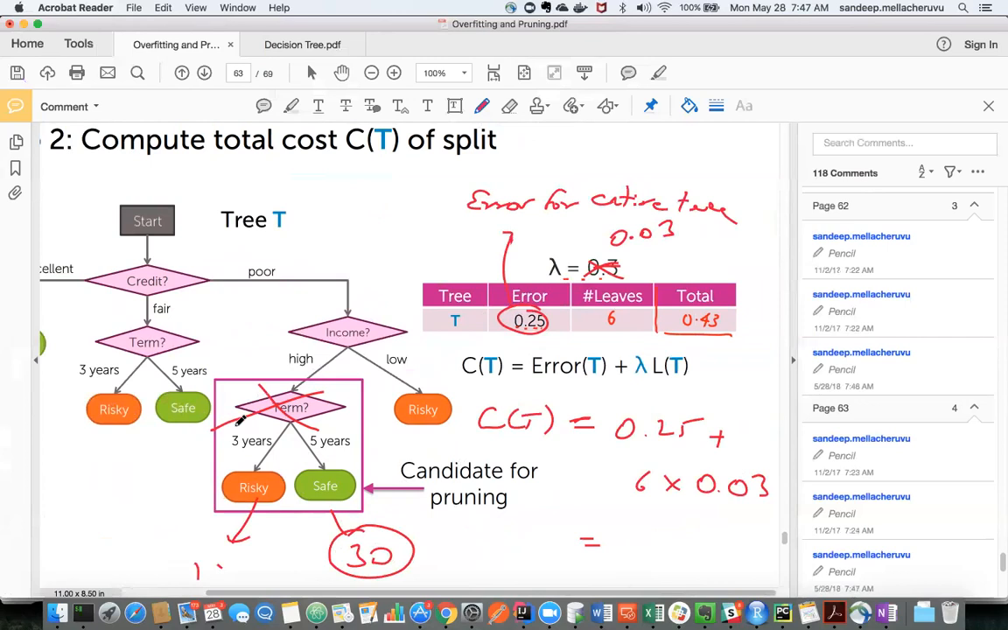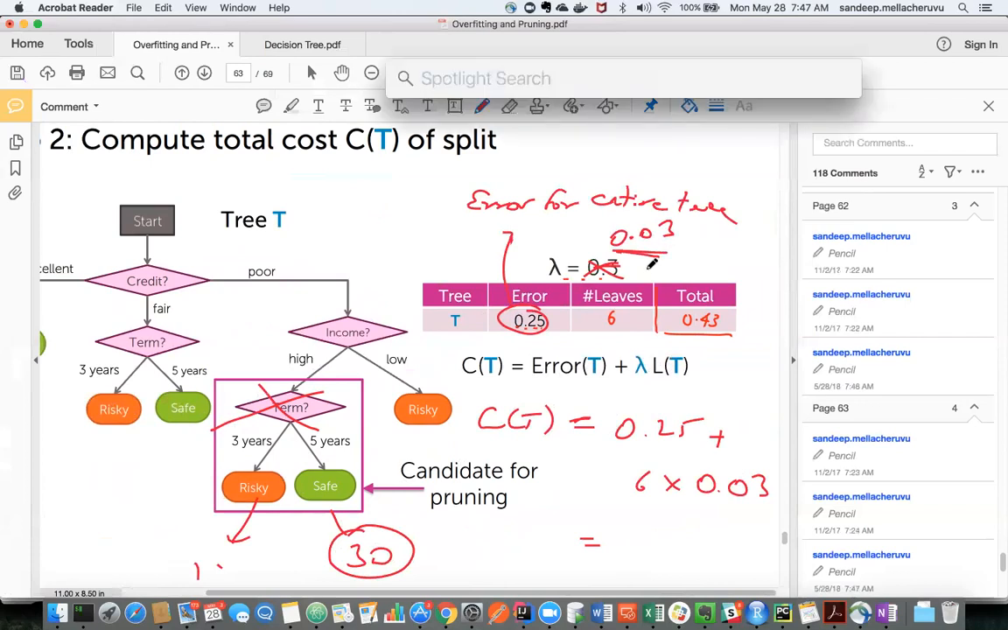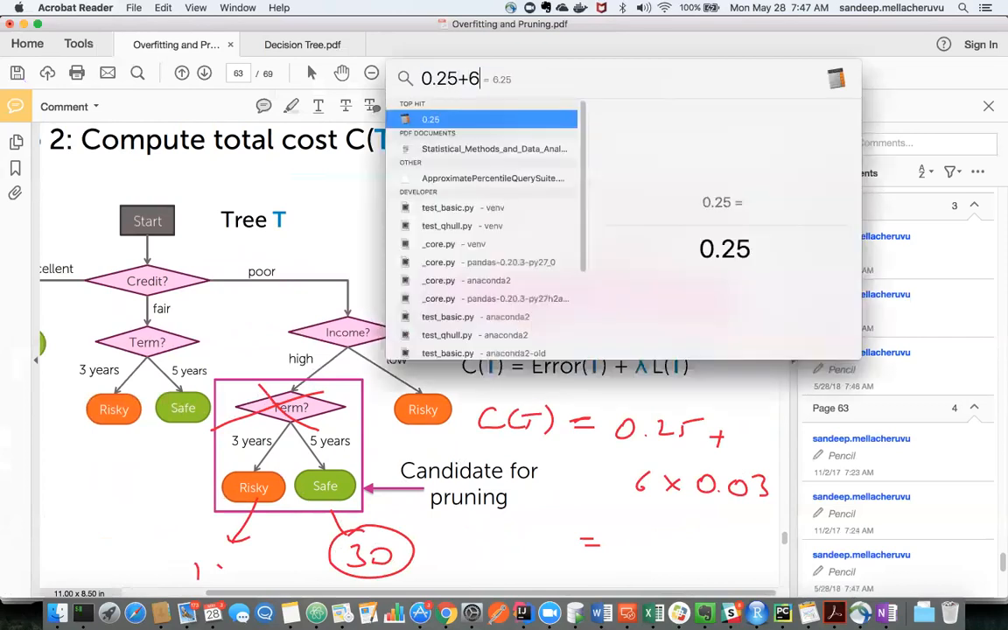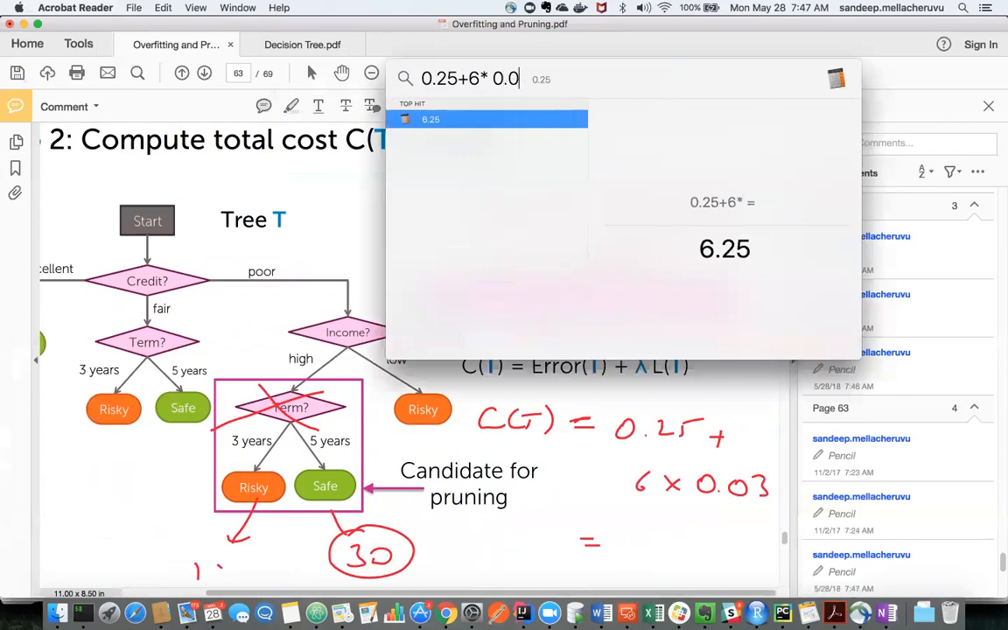Do not consider only this one. Now, what is the overall cost? Cost is nothing but error plus lambda into L of t. In this case, let's say I chose lambda as 0.03. What is the overall cost? 0.25 plus 6 into 0.03.